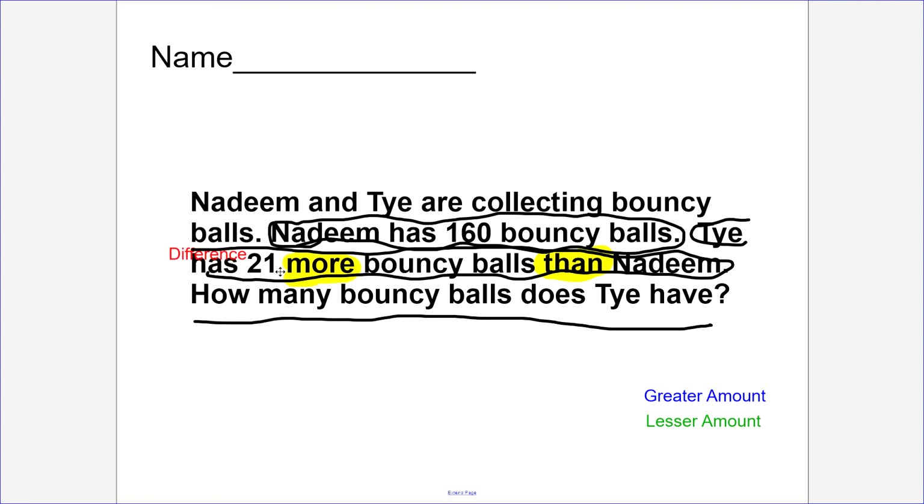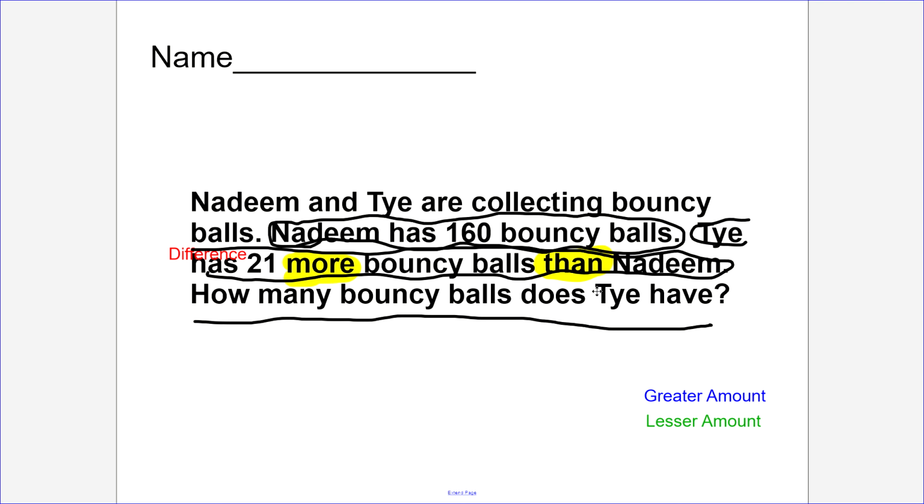It's not telling me how many balls Nadim has or how many bouncy balls Ty has. It's telling me the difference between the two. Ty has 21 more than Nadim. We have now determined the difference in this problem. We just need to determine the greater amount and the lesser amount.